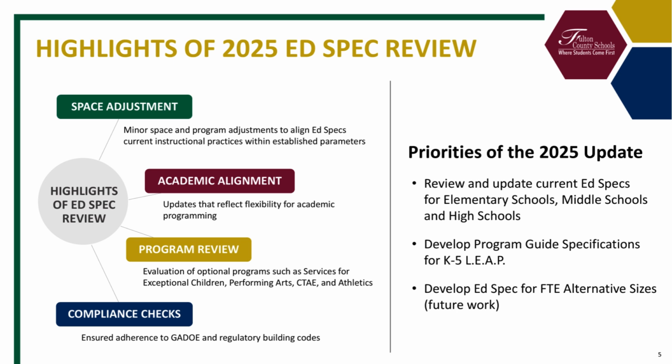Over the years, we've made significant updates and improvements to our school facilities, ensuring they meet the needs of students and educators. Because of this continuous progress, there are fewer major changes needed. For the 2025 update, we focused on 4 key areas: space adjustment, academic alignment, program review, and code compliance. First, we reviewed our current spaces to be sure they align with our program needs. Where warranted, we have proposed adjustments.